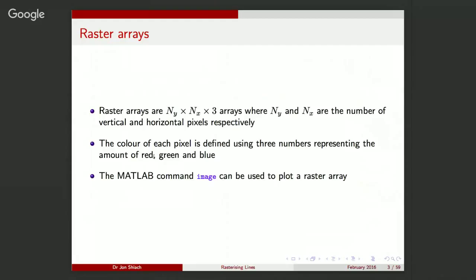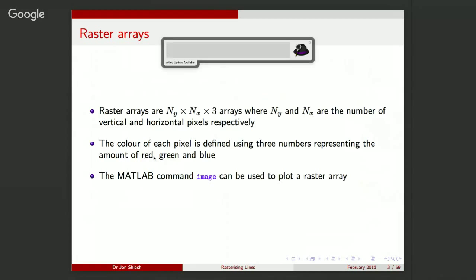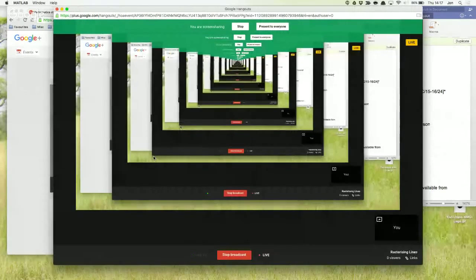And in MATLAB, if you have a raster array, you can type the command image followed by the name of your raster array and you'll display it. Actually, I haven't got it set up yet, but let me show you, for example. It'll take a bit of time to get MATLAB up on my machine. Hello? Where's it gone?